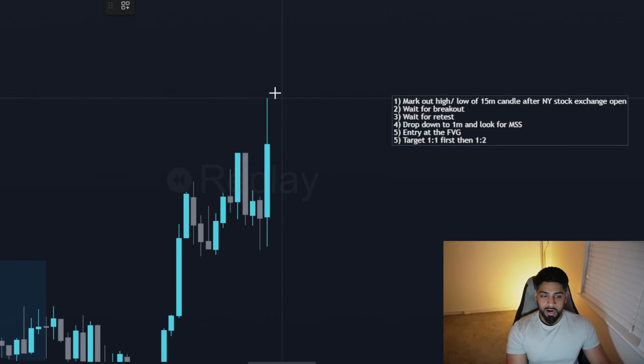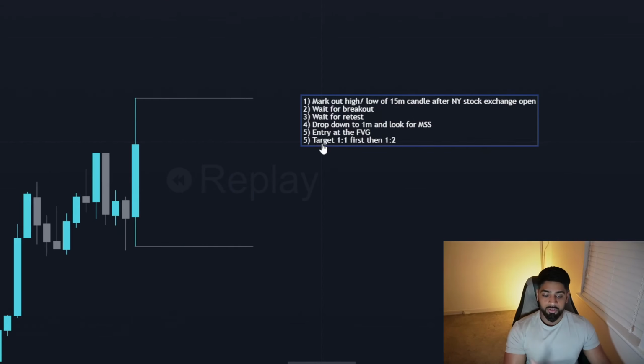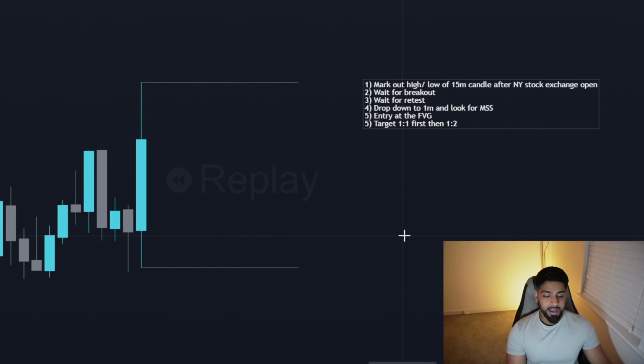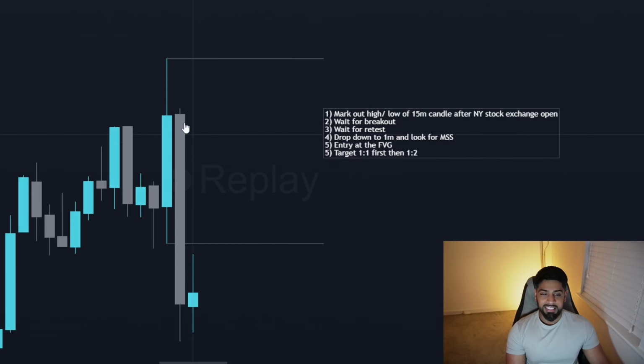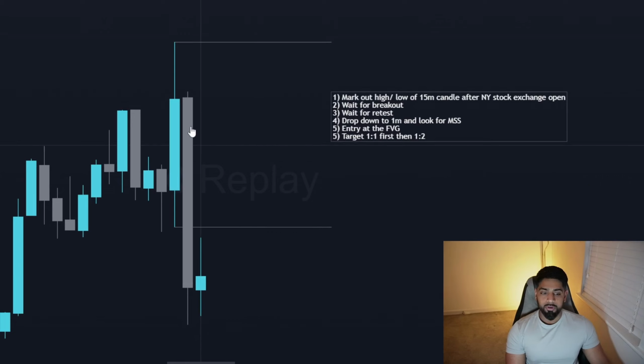So step one is to identify the high and the low of that first 15-minute candle. Now we're simply going to mark it out with a nice vertical line, and this will give us our trading range. So once we mark out the high and the low of that first 15-minute candle, we're then going to move on to the next step, which is to wait for a breakout. So if I continue to play price on, we can see that immediately we get a push to the downside.